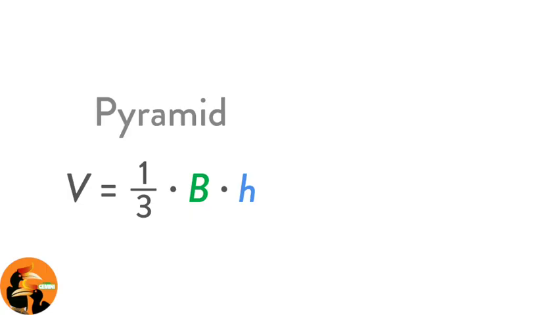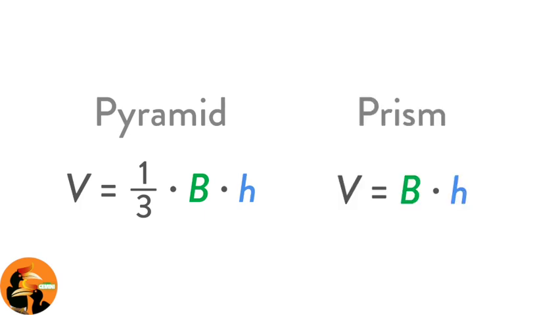Wonderful! Now the pyramids we were just looking at are related to a different kind of shape: prisms. Let's look at the connection between the formula for the volume of a pyramid and the formula for the volume of a prism. The volume of a pyramid is 1/3 times the area of the base times the height. The volume of a prism is the area of the base times the height.